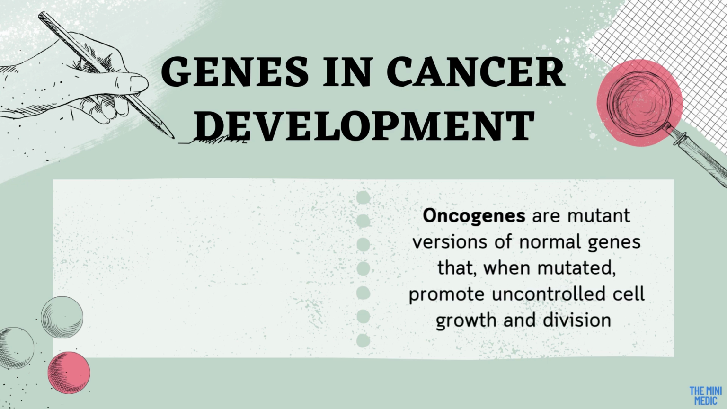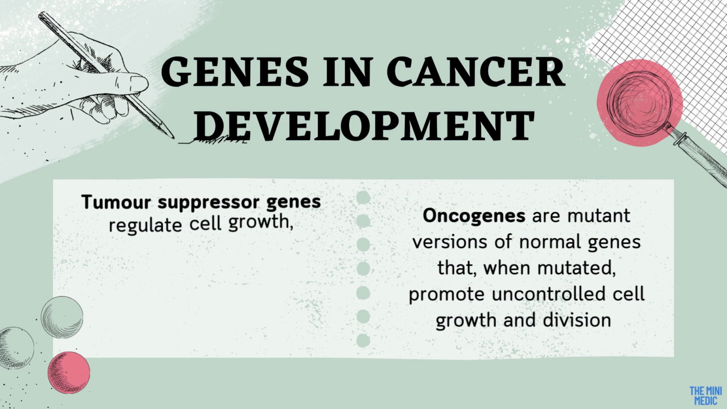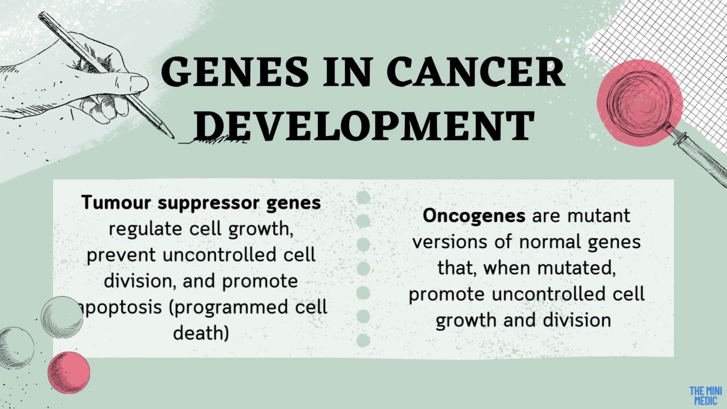Oncogenes, so genes that are directly responsible for perpetuating cancer, and tumor suppressor genes, which are responsible for ensuring that cancerous cells do not proliferate through the body.